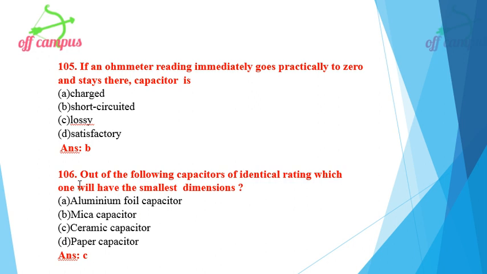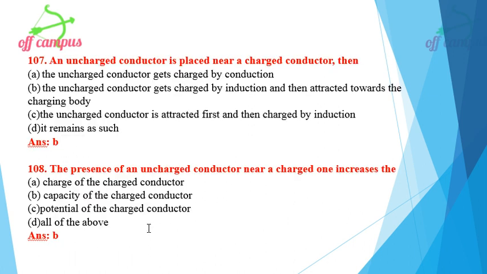Then question number 106. Out of the following capacitors of identical rating, which one has the smallest dimensions? So the options are all of identical ratings. Which one has the smallest dimensions? The answer is option C, ceramic capacitor has the smallest dimensions. Okay, we will move on to the next one.